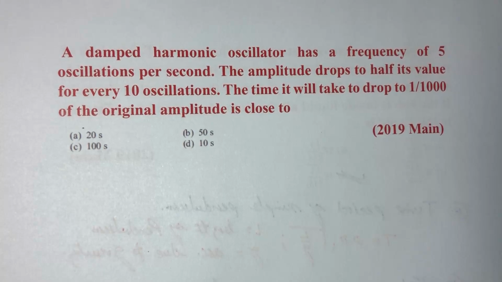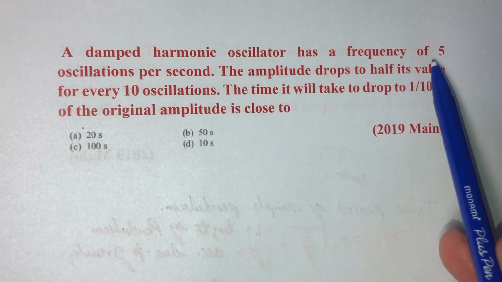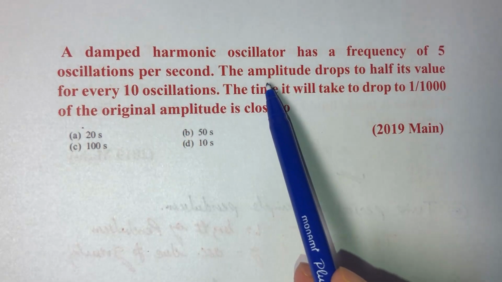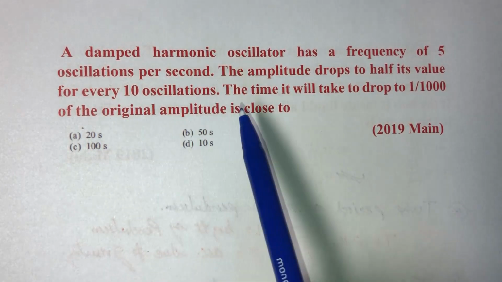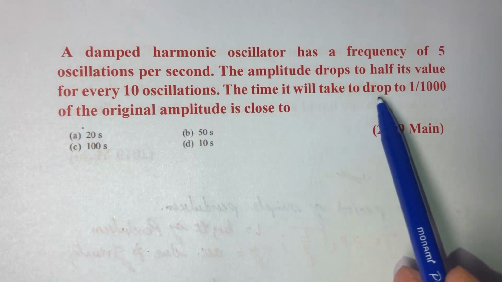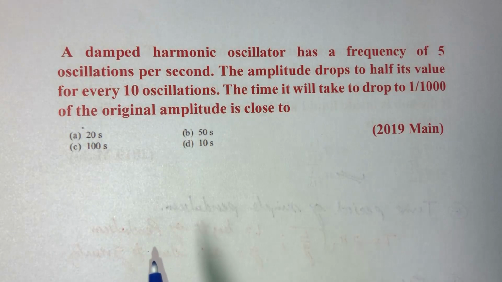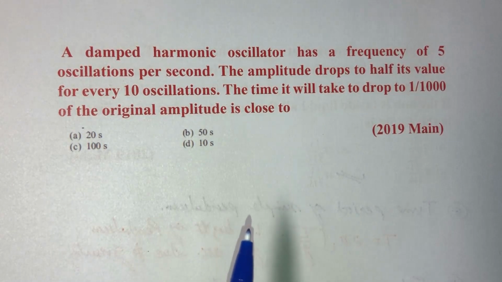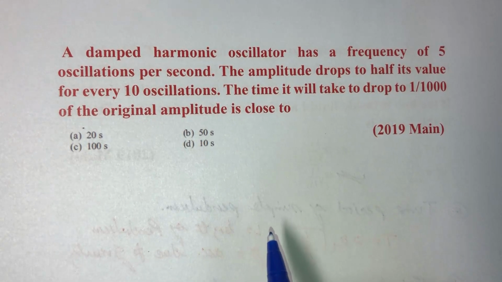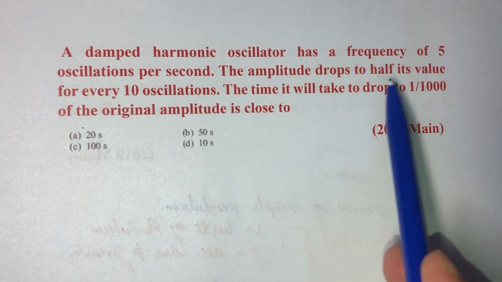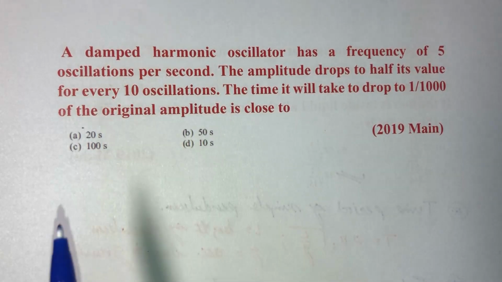Hello friends, today's question. A damped harmonic oscillator has a frequency of 5 oscillations per second. The amplitude drops to half its value for every 10 oscillations. The time it will take to drop to 1/1000 of the original amplitude is close to. So we are given a damped oscillator, and the amplitude is dropping, and the condition is given. It drops to half its original value after every 10 oscillations.